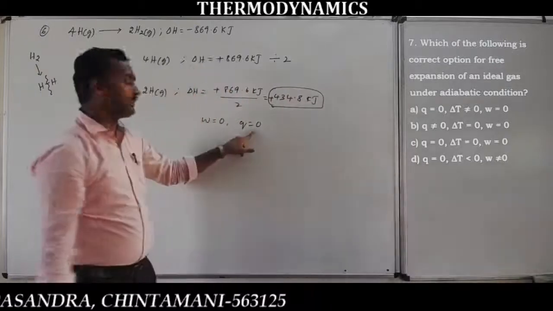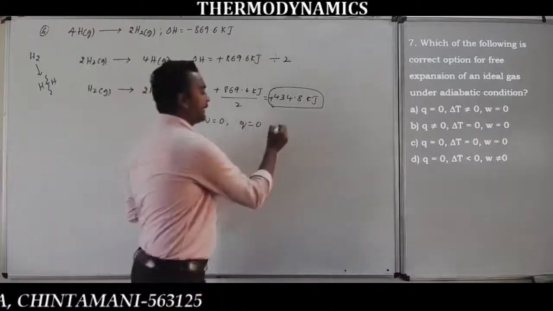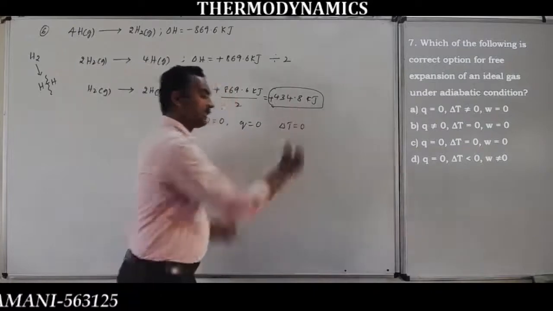So if there is no exchange of heat, definitely there is no change in temperature. Delta T is also equal to 0.